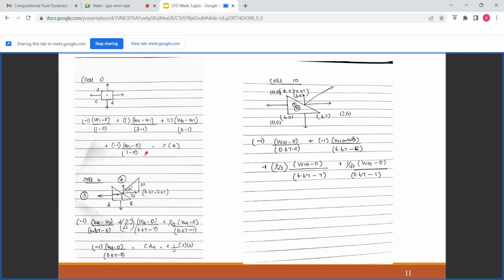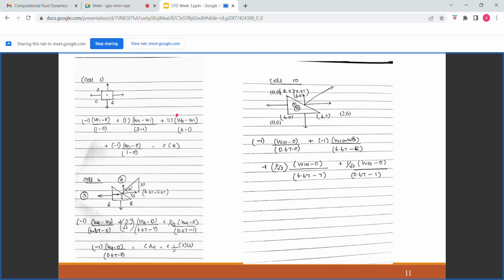Whereas in this x direction, it is between cell 1 and cell 2. In cell 2, the midpoint would be 3, so it is 3 minus 1. The direction is positive, so it is 1 times W2, that is cell 2, minus cell 1. Similarly, the cell above cell 1 is cell 5.